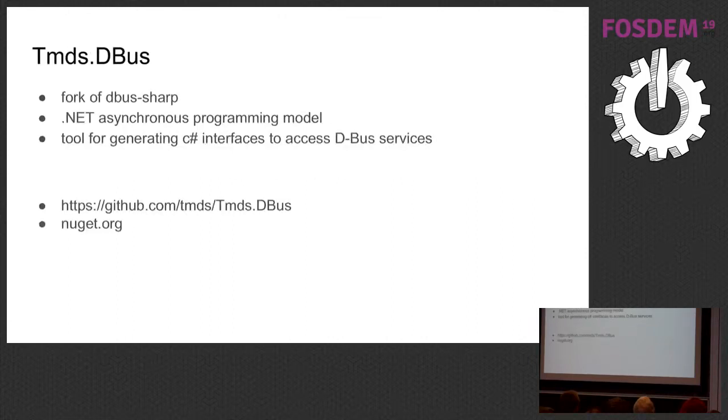This library I'm using, so I'm maintaining this fork of dbus sharp, which has been around for a lot of time. And I updated the library to use the .NET asynchronous programming models, so task, await, async type of things. And I built a tool for generating C# interfaces to access dbus services. So the code for this is on GitHub, and packages are published on nuget.org, so you can easily consume those.